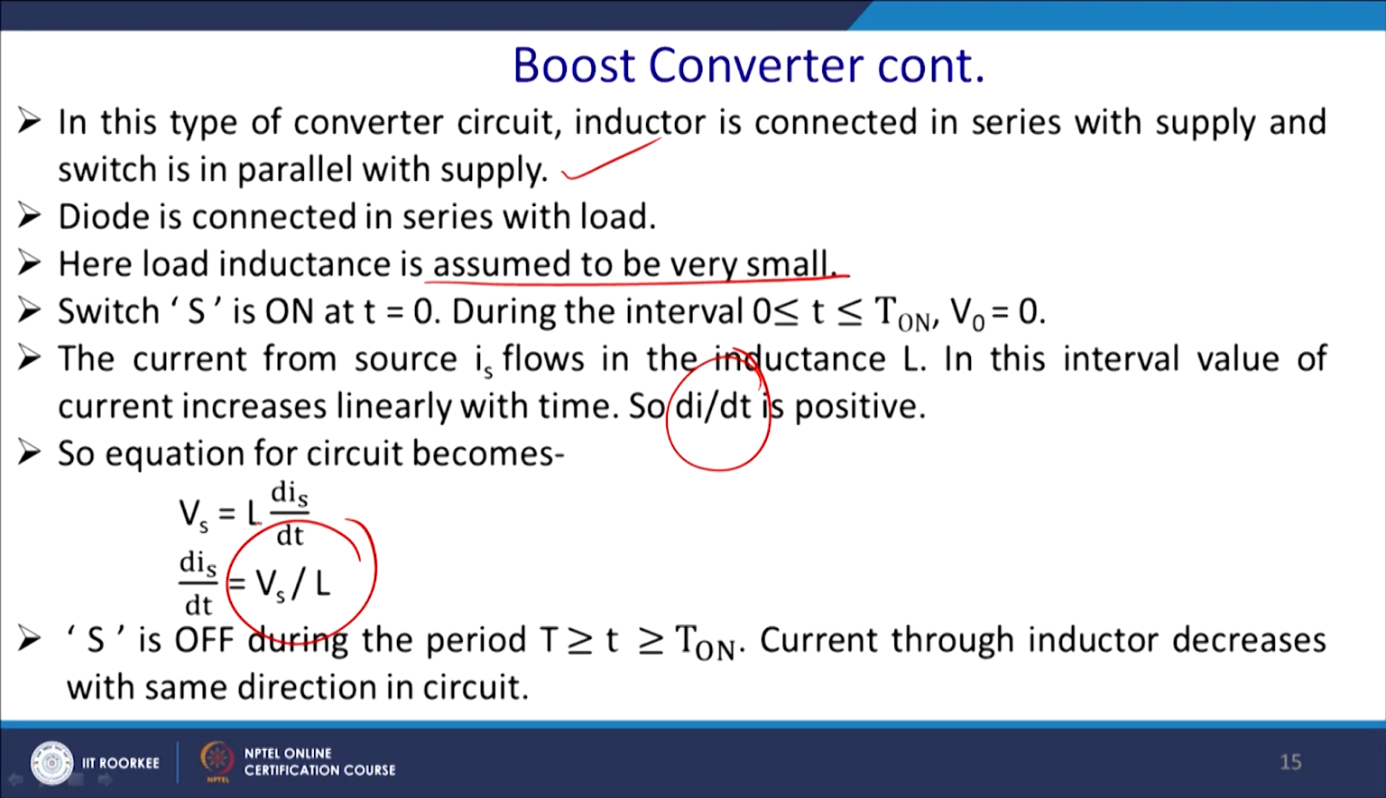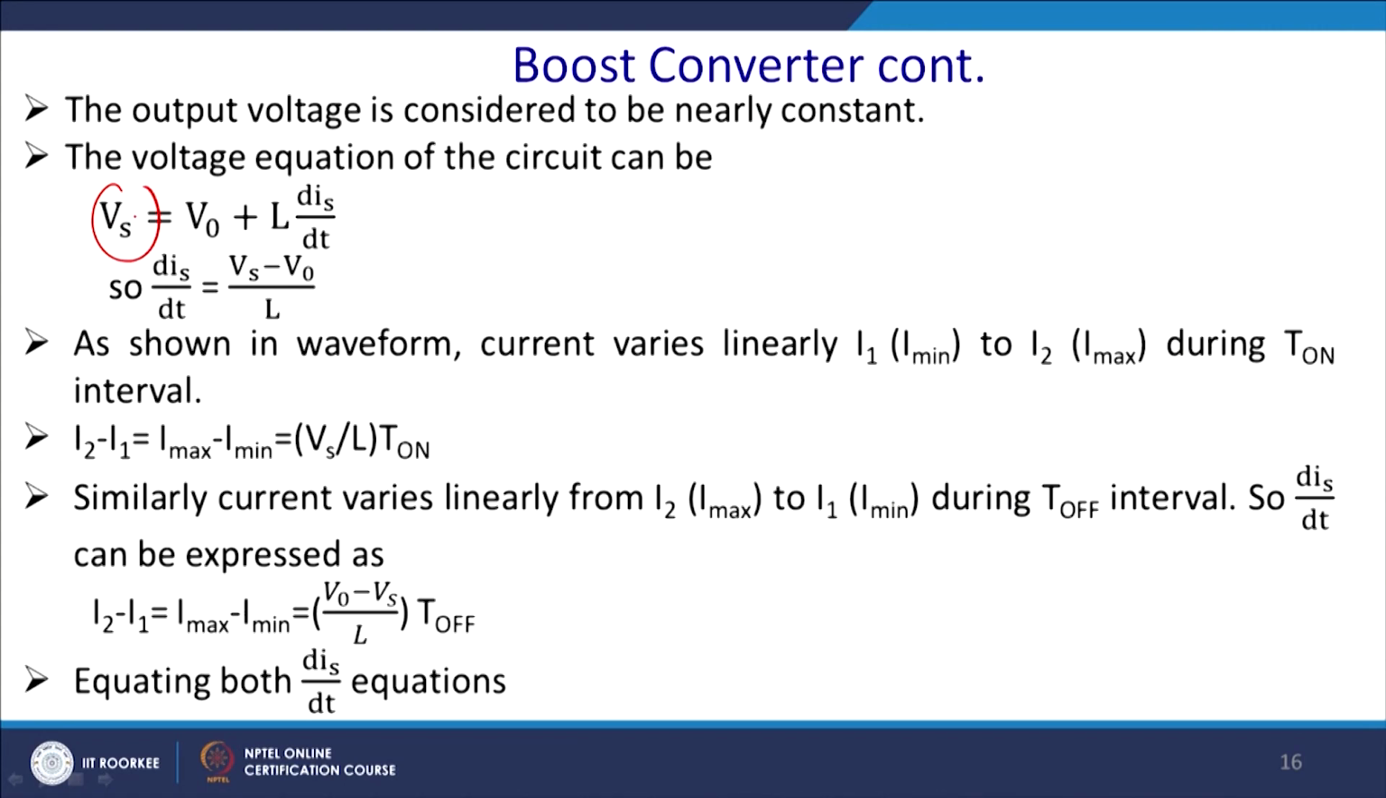When the switch is off, during the period t on to capital T, the current through the inductor decreases, with the same direction of current, since it is a DC to DC converter. So, ultimately Vs equal to V0 plus L di dt. So, here you will find that di dt equal to Vs minus V0 by L.